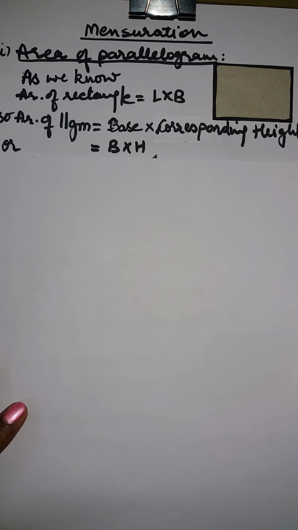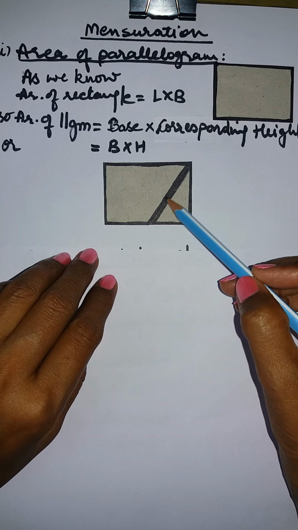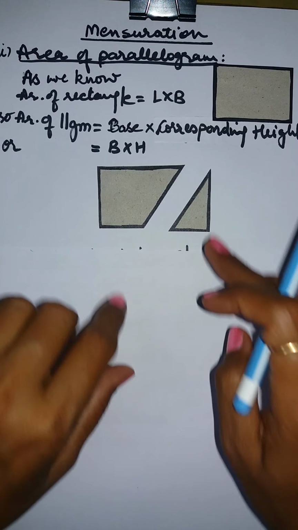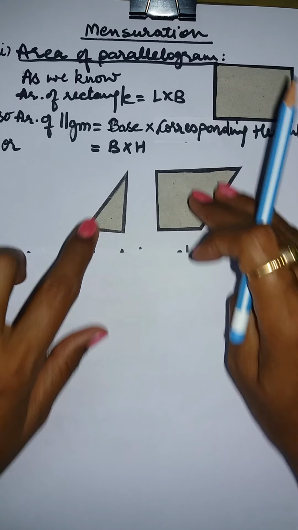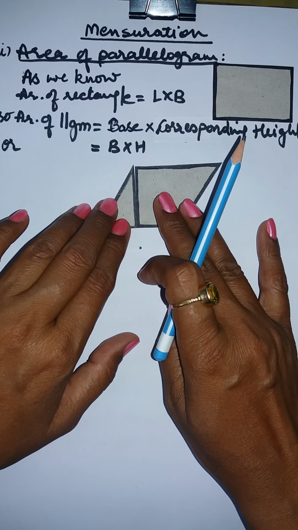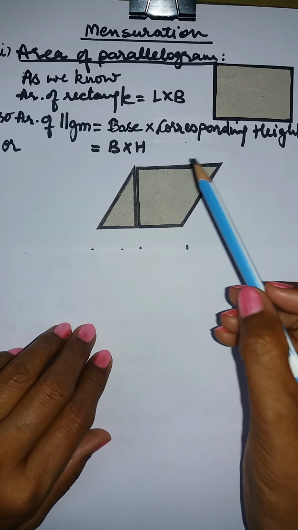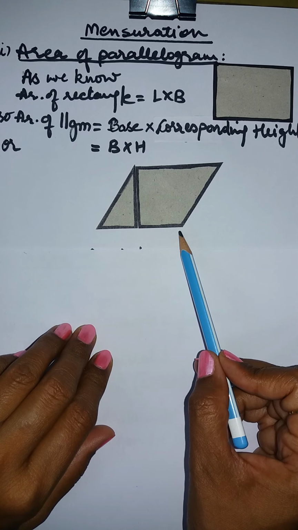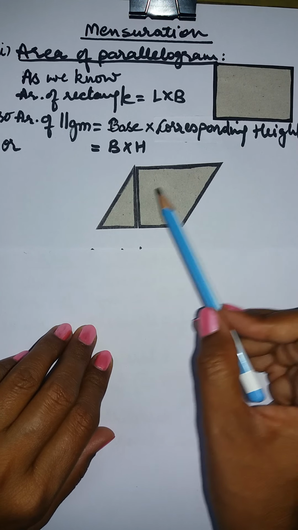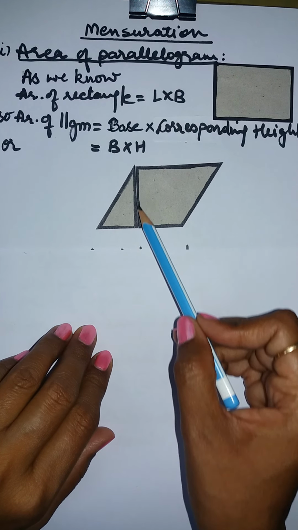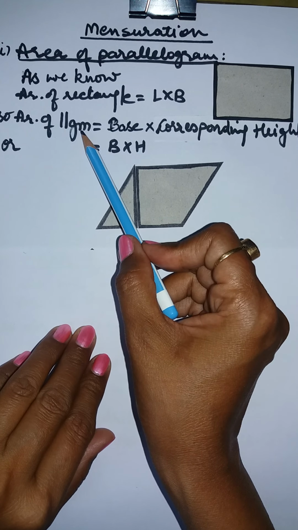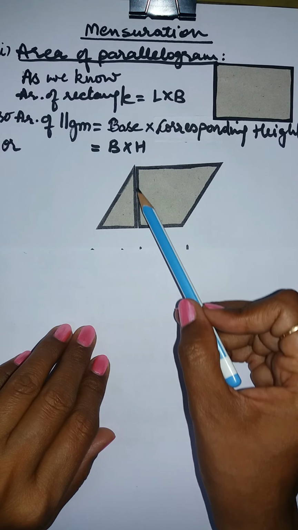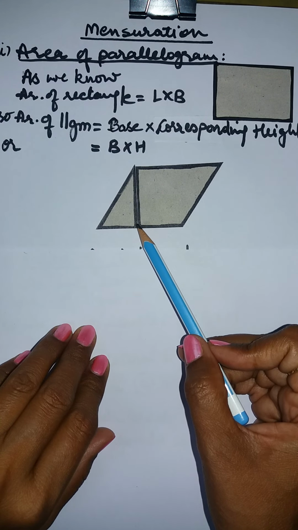And what is the area of a parallelogram? We give a slight cut in this rectangle and we split it, then we shift it and we join it like this. So the length is converted into the base and the breadth of this rectangle is now converted into the altitude, that is the corresponding height. So what is the area of a parallelogram? It is base into corresponding height. This is the base and this is the corresponding height, or it is also called the altitude.